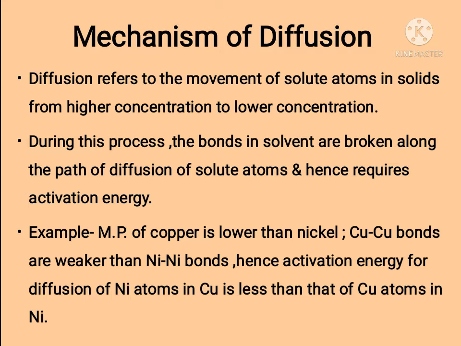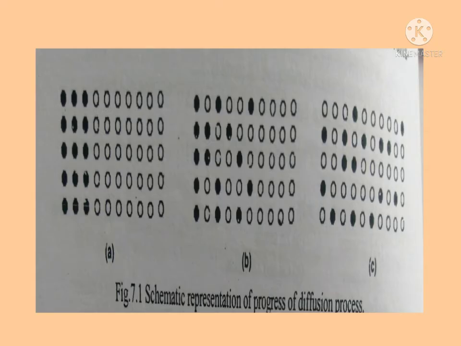We have studied that a solid solution consists of two parts, solute and solvent. During the diffusion process in solid solutions, the bonds in the solvent are broken along the path of diffusion of solute atoms, which requires activation energy. As shown in this diagram, the diffusion process occurs. In the representation, black spheres are the solute atoms and white circles are the solvent atoms. The solute atoms diffuse in the solvent thoroughly.